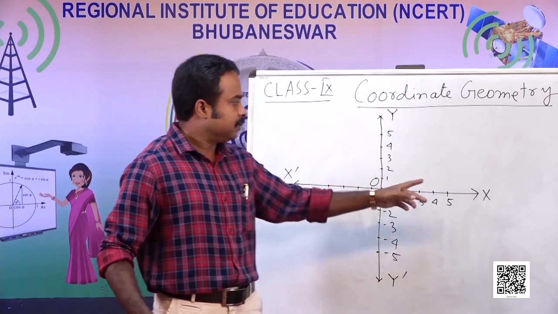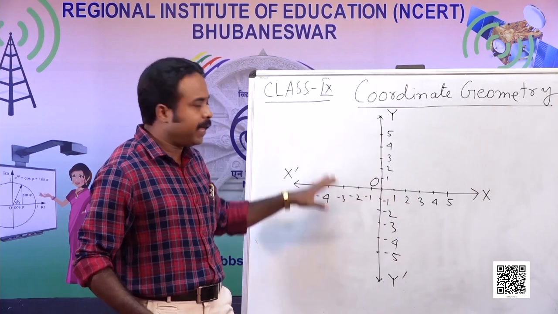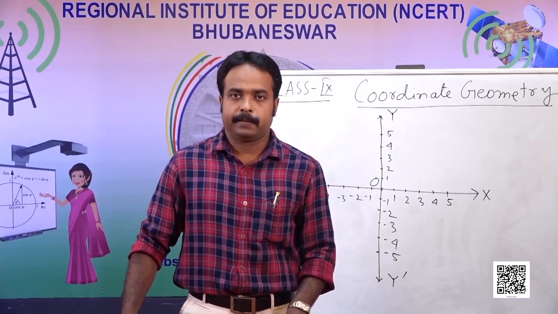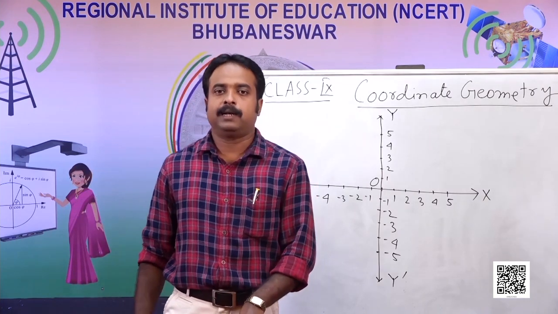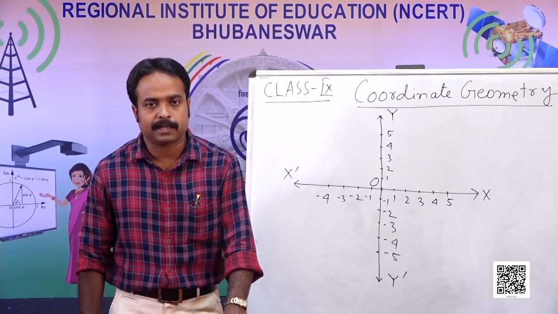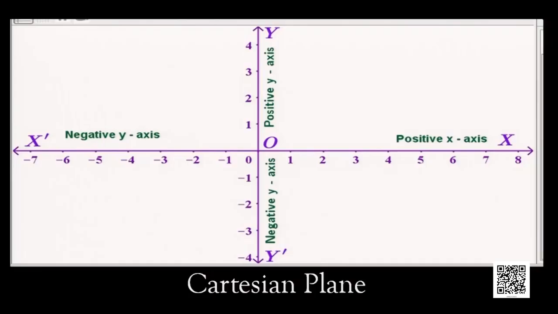These two lines are called the x-axis and y-axis. Together with the plane, this is called the Cartesian plane. You may see here that the x-axis, the horizontal line, and the y-axis, the vertical line, divide the whole plane into four regions. The OX direction is called the positive direction of the x-axis, and the vertical upward direction is called the positive direction of the y-axis. The OX dash direction is called the negative x-axis, and the OY dash direction is called the negative y-axis.